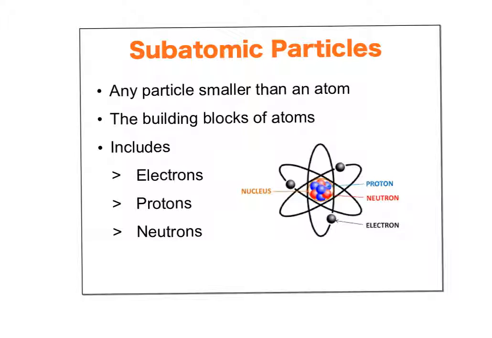When I say subatomic particle, I'm talking about anything that's smaller than the atom. Sub meaning smaller, atomic meaning atom. These are what make up an atom, the building blocks, and what we focus on in this class are electrons, protons, and neutrons.